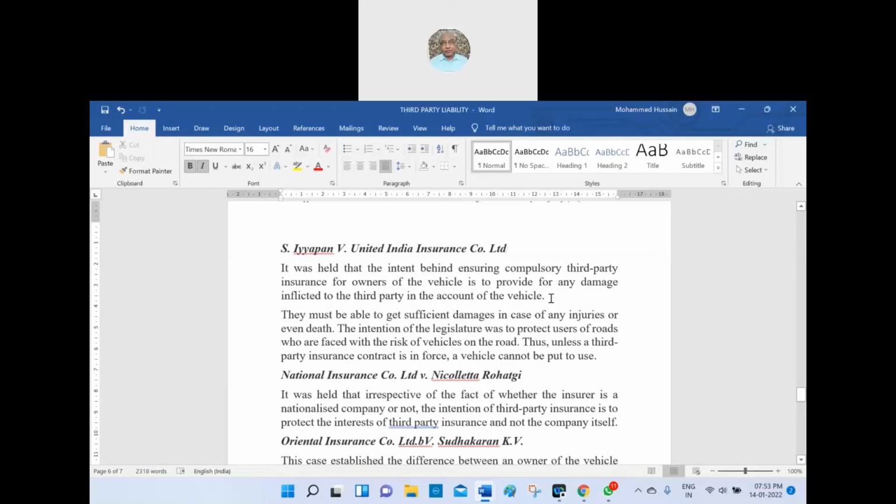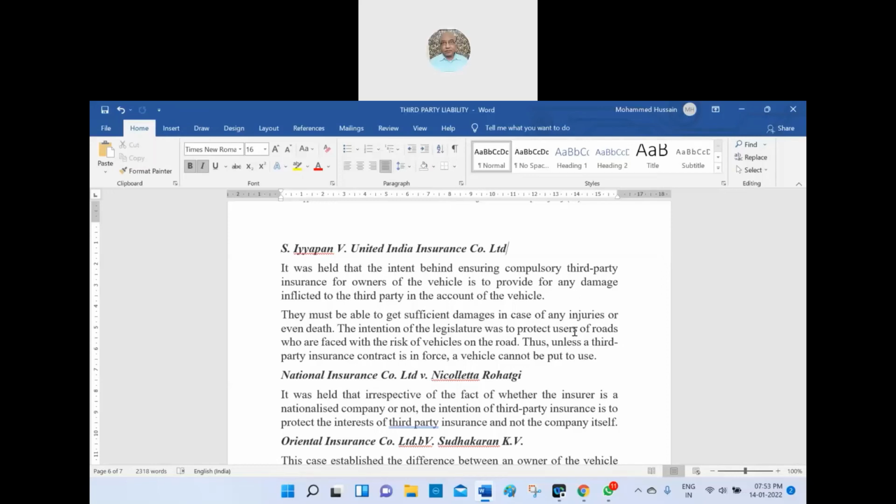There is a different issue. So now they must be able to get sufficient damages in case of any injuries or even death. I told you that the property is there, a limited amount. For the injury, he will get whatever injury he got. But the insurance company pays only to that extent, and the rest of the amount will be borne by the policy holder. Policy holder, sir. Policy holder, insured.